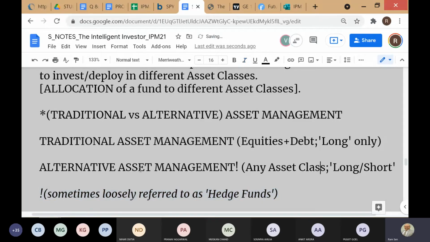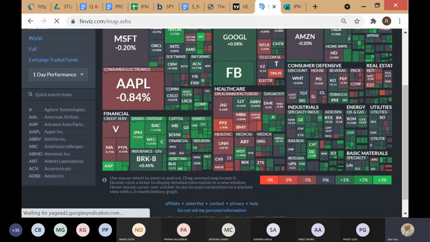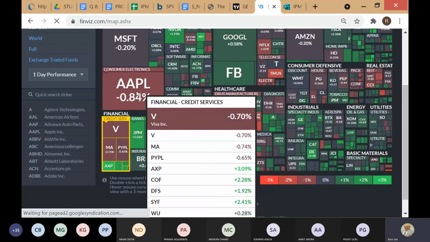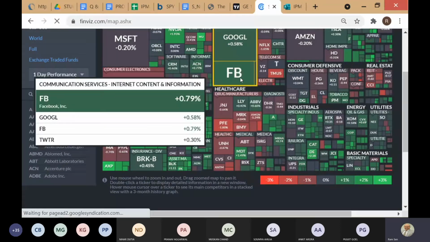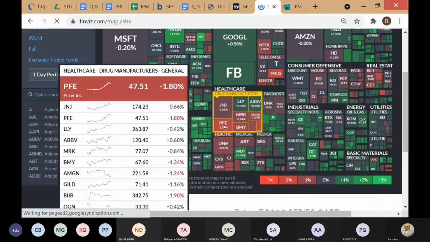All right. Now coming back to AM versus TAM. So here in AM, we say long short. So if I have a long short US equity fund, I can go through this list of stocks. If I go through maps, the heat map kind of display, I can look at funds, I can decide that maybe I'll sell Apple and I'll buy Facebook. Then maybe I will buy General Electric. Then maybe I'll sell Pfizer. These kinds of decisions I can take. So this is known as a long short.